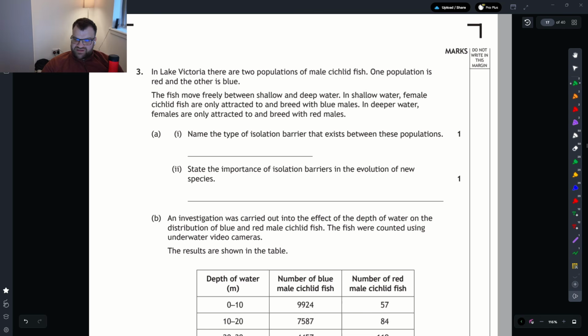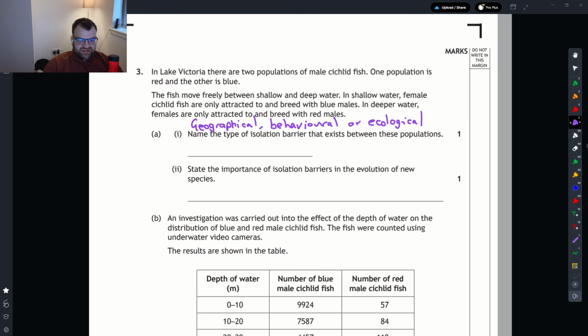Next one, we're asked about isolation barriers. Isolation barriers can be geographical, so this is your physical separations. It could be behavioral, which would be things like their mating rituals. Biological is what they're going to be eating, things like that about their environment.